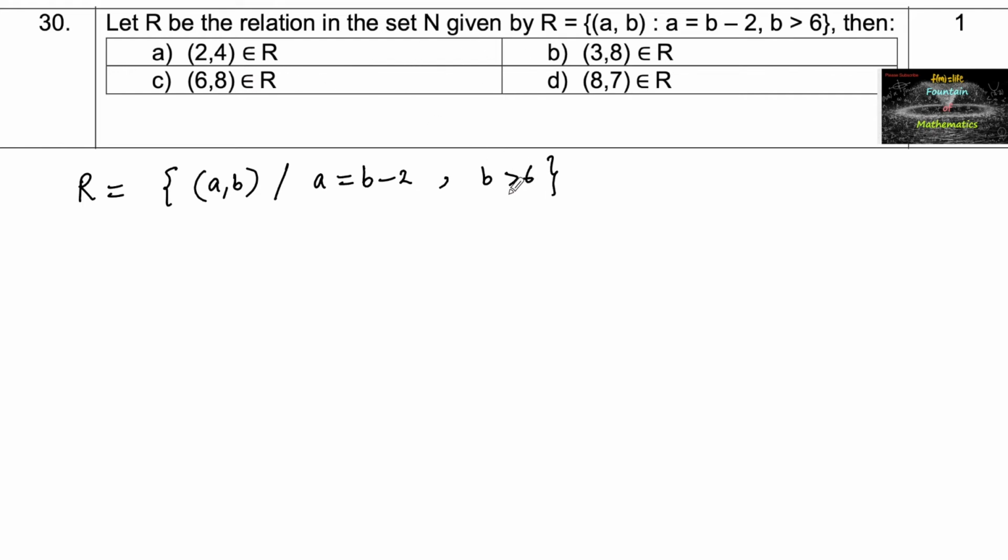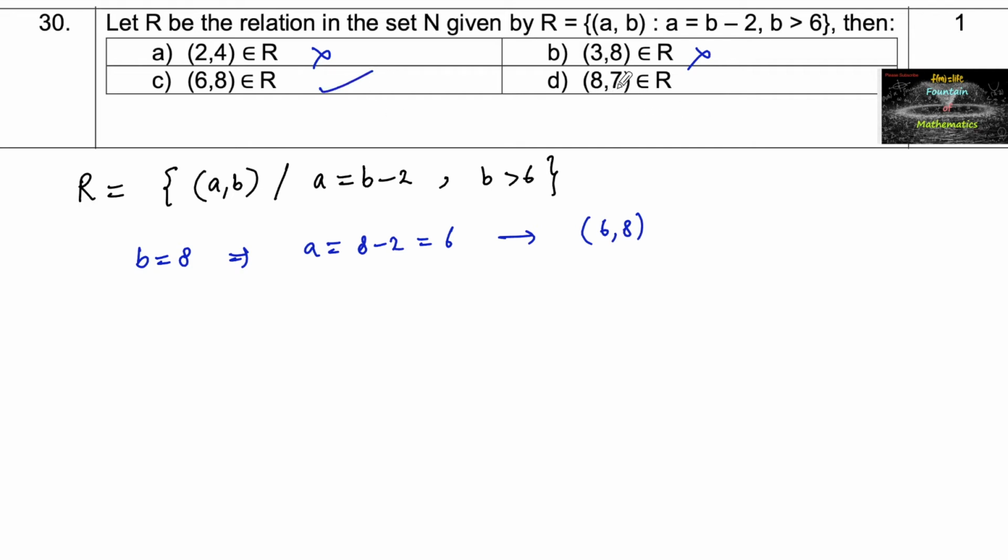It is very clear that b is greater than 6, so the second coordinate must be greater than 6, so the first option cannot be. Coming to the second option, 3 comma 8, let us consider b is equal to 8, which implies a is equal to b minus 2, that is 8 minus 2, which is equal to 6. So the ordered pair must be 6 comma 8, but here it is 3 comma 8, so the second option is also wrong. And 6 comma 8 for b equal to 8 is correct.